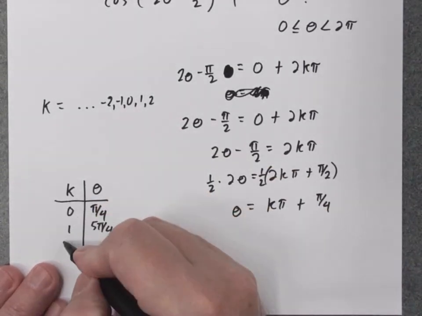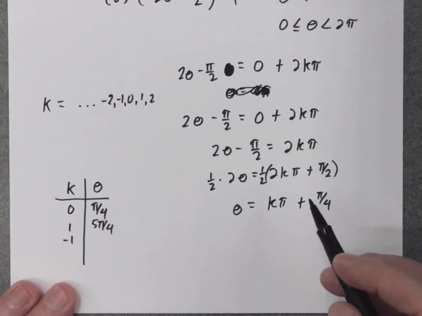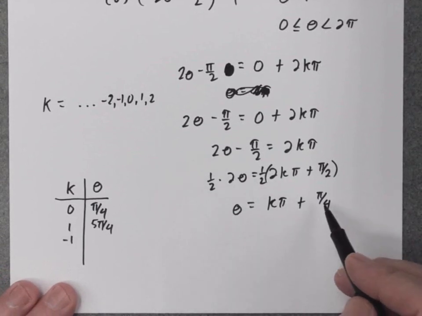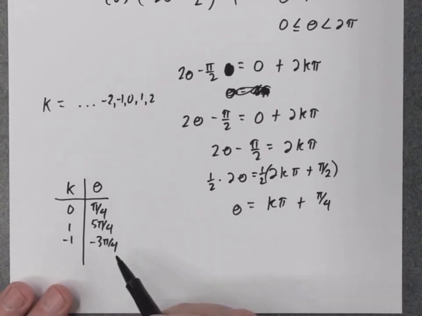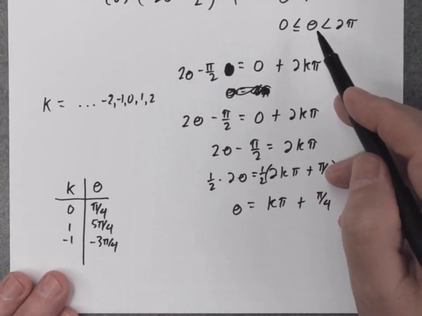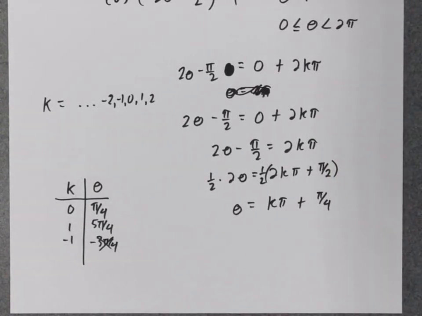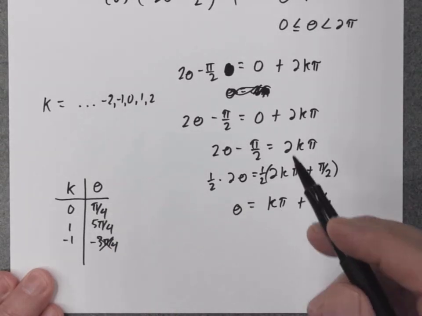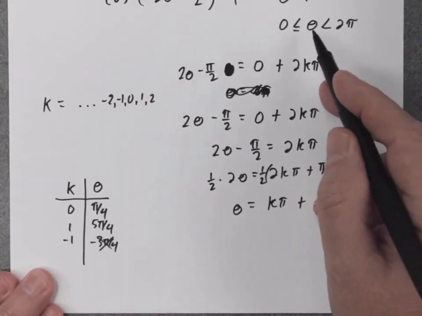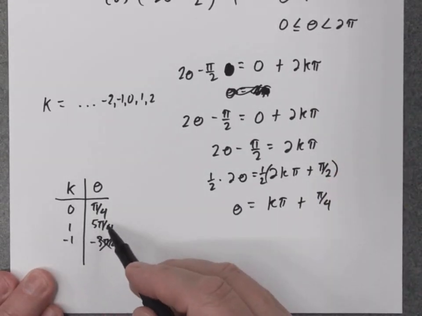So let's just, for fun, see what happens if I plug in k equals -1. So I have negative pi plus pi over 4, which is -3 pi over 4. Now we're wanting the angles to be between 0 and 2 pi, so this just confirms that I don't need to worry about the negative k's. Now what I need to keep doing is increasing my k's until I get outside of 0 to 2 pi. When k was 1, it's 5 pi over 4.